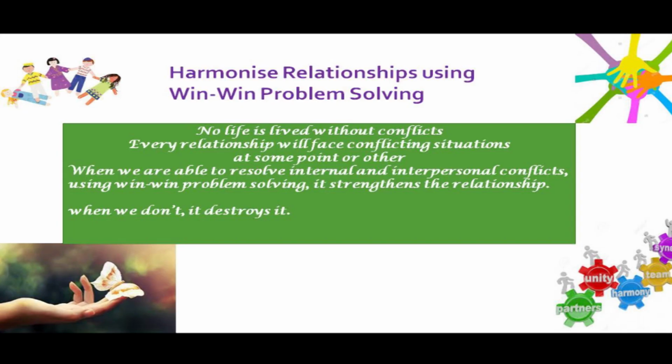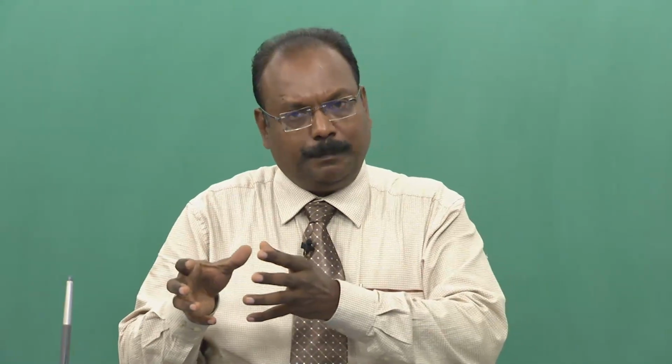Look at this, no life is lived without conflicts. All life will have conflicts, and every relationship will face conflicting situations at some point or other. However good the relationship is, there is no way, as you read in stories, that people live happily ever after. They have only learned how to resolve the conflicts and bring back the happiness then and there. Whenever it appears to disappear because of conflicts, they try to bring back the happiness. They are people with well-developed conflict resolution skills, maybe that is why they are able to live happily ever after, but not without resolving the conflicts.